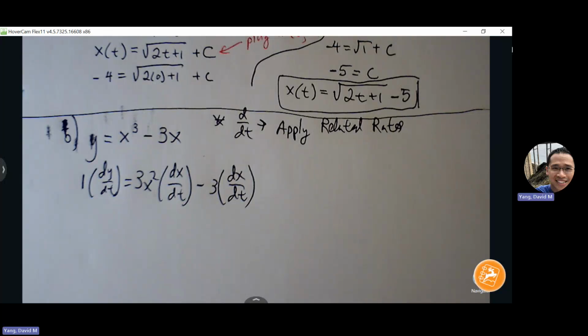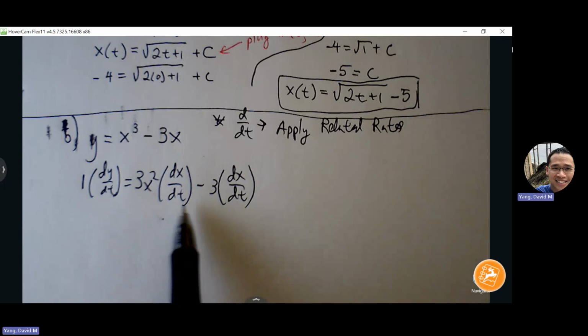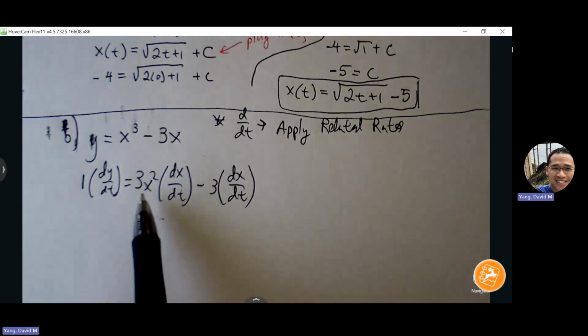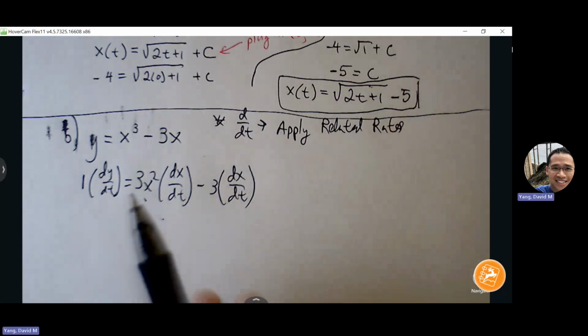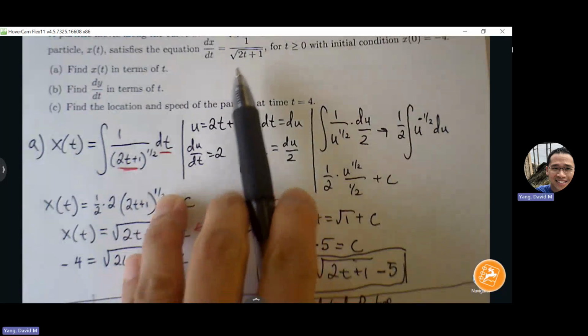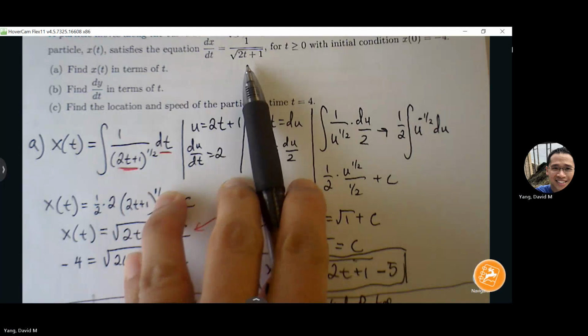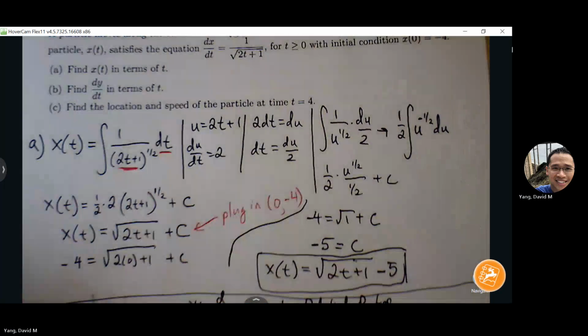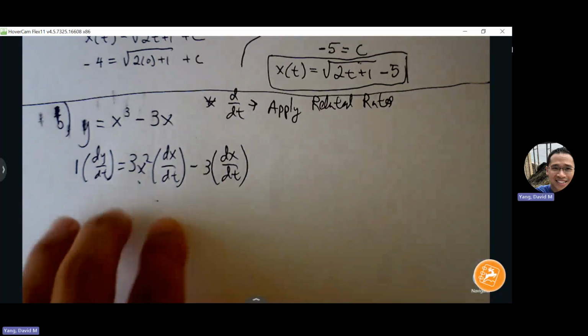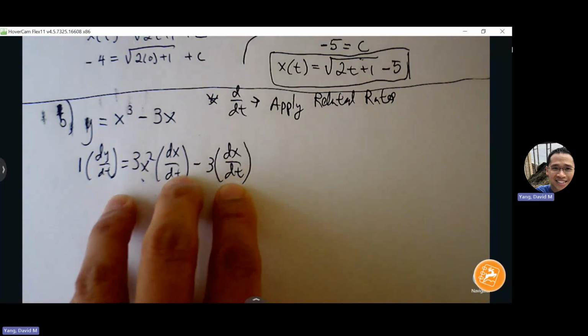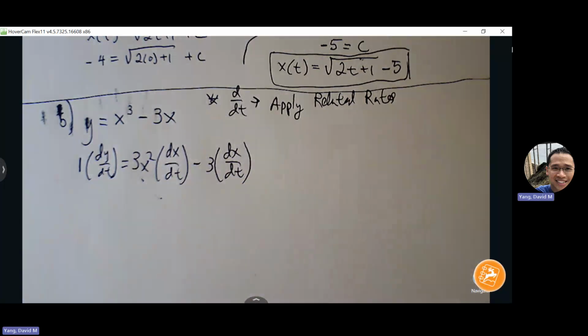Okay, they want dy/dt in terms of t. So I think we have everything that we need, right? We have x in terms of t. We have dx/dt in terms of t as well. Okay, we'll just put all that in. It's going to look a little messy, but it's okay. They don't ask us to clean up. They just want our derivative in terms of a certain variable.